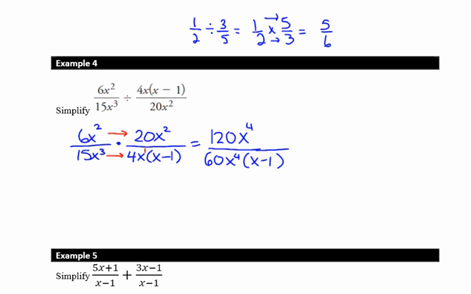Okay, so x to the 4s can cancel. 120 divided by 60, what will that equal? 2 over 1. You can reduce that to 2 over 1. So we're left with 2 divided by x minus 1. X can't be equal to plus 1 or 0.